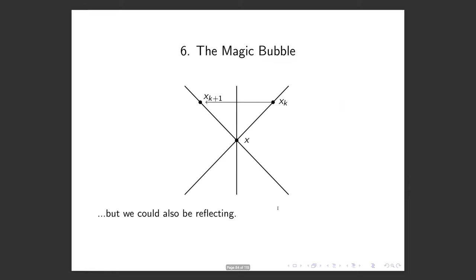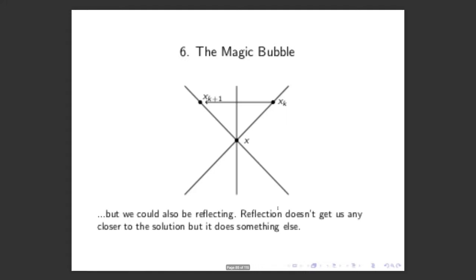But we could also reflect around the hyperplane, right? In fact, this just means multiplying that vector with a 2. Then you go to the hyperplane, and then you go the other direction. And then you reflect exactly around it. Now you're going to tell me, well, that's not a good idea because it doesn't get you any closer to the solution.